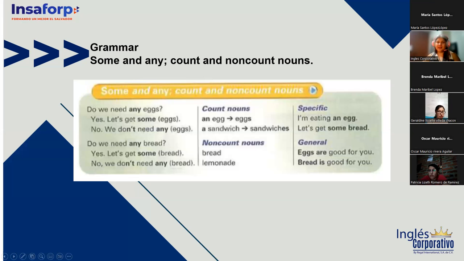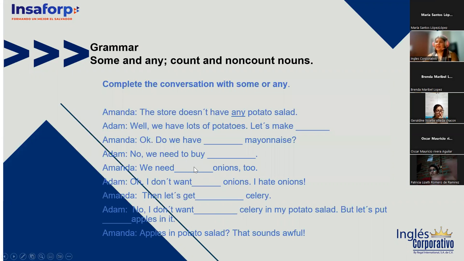Okay, María Santos. ¿Tiene preguntas? No? Okay. Good. Okay, now we're going to apply some or any here. Okay, we're going to complete the conversation.